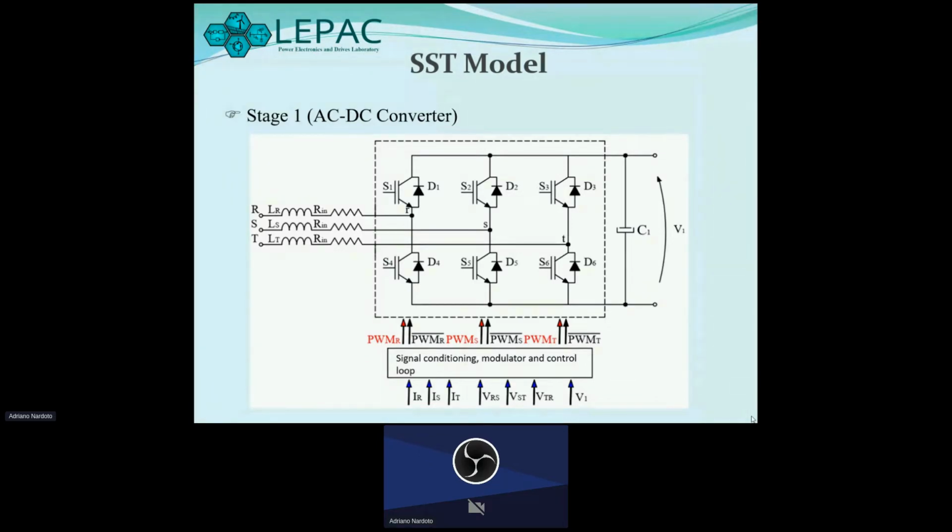The rectifier output voltage is controlled by direct and quadrature axis currents. Direct axis current is responsible for the transfer of active power between the utility grid and the DC bus. The quadrature current is responsible for the control of reactive power seen by the utility grid.